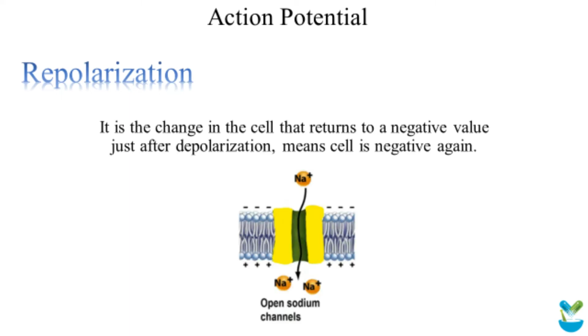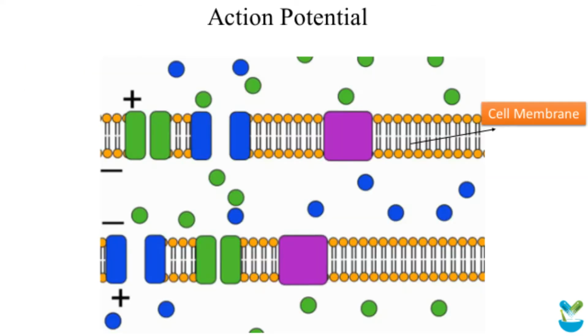The second terminology is repolarization, which means outward current. It is the change in the membrane potential that returns to a negative value just after depolarization, meaning the cell is negative again. So a cell becomes depolarized when either positive charge moves inside the cell or negative charge leaves the cell. Similarly, a cell becomes repolarized when either negative charge moves inside the cell or positive charge leaves the cell.